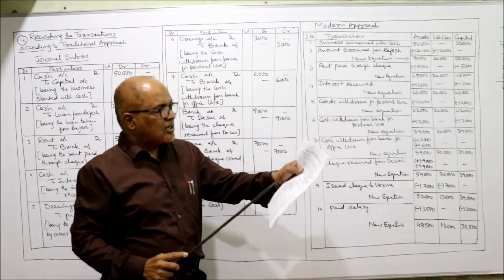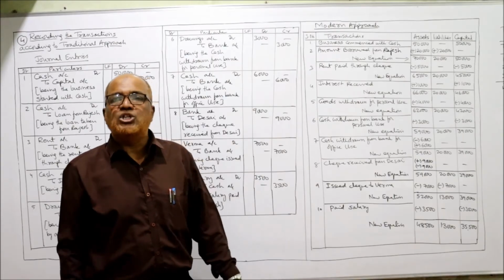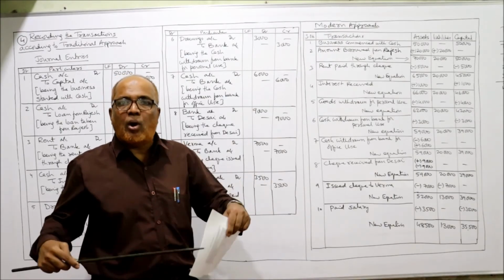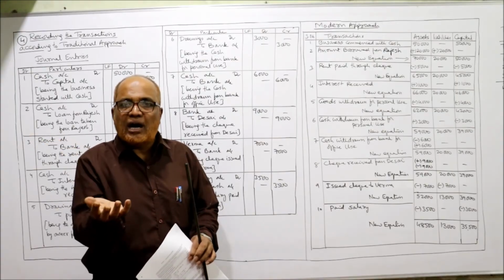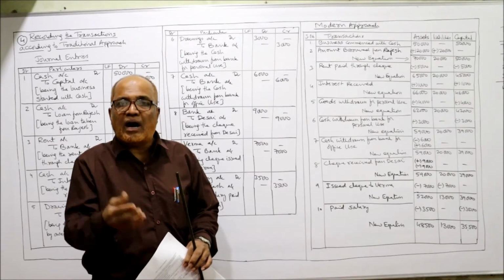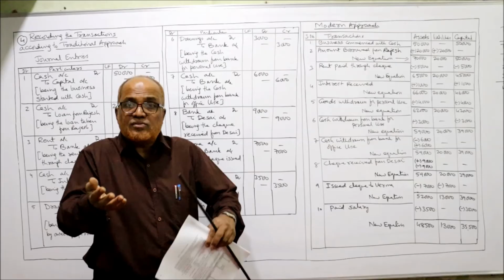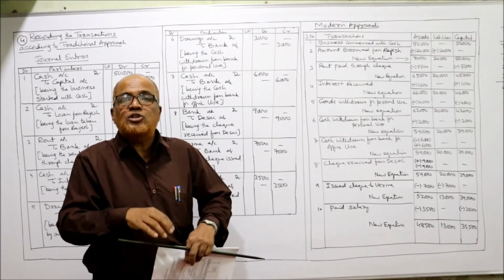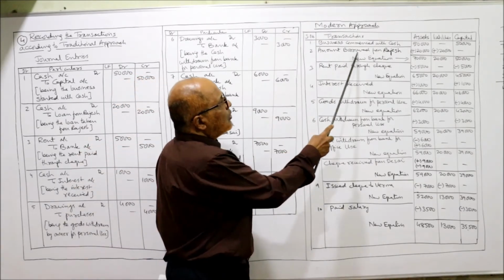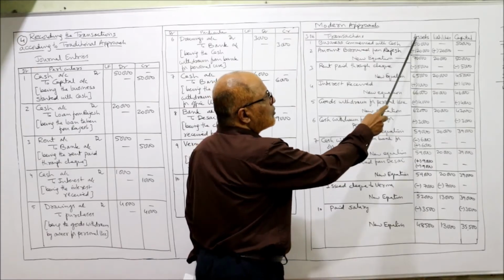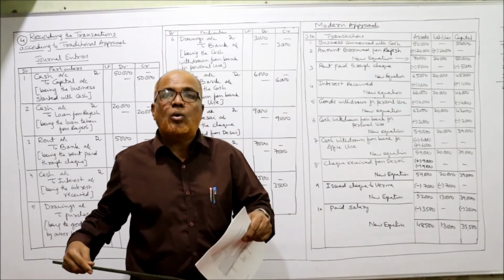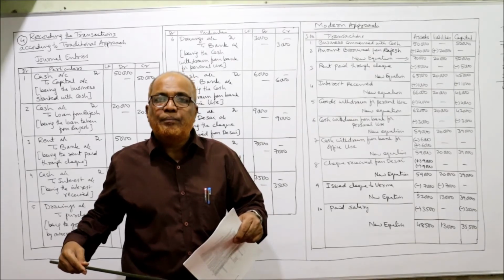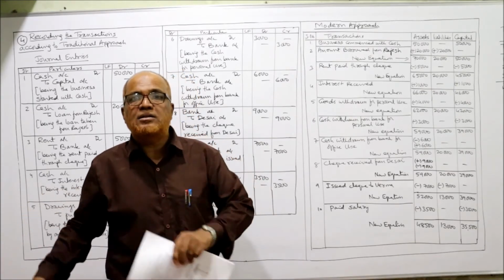Next, second transaction. Amount borrowed from Rajesh. When a business borrows money, our cash will increase, our assets will increase, because we have taken the money. How much borrowed? 20,000. So amount borrowed from Rajesh, 20,000 rupees, assets increased. But we have taken a borrowing. Borrowing is a liability because in future we have to repay it.